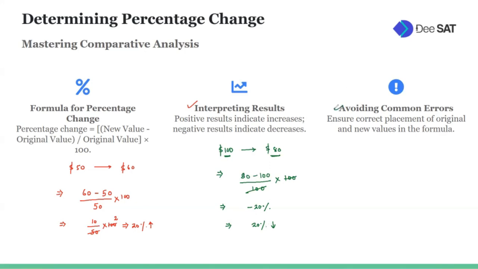Avoiding common errors. One common mistake is mixing up the original and the new values. So always divide by the original value, not the new value. Double check your calculations, especially when interpreting word problems or multi-step challenges. Percentage change is not just a calculation, it's a tool for analyzing trends, comparing values, and solving analysis problems. Let's use this principle as we continue.